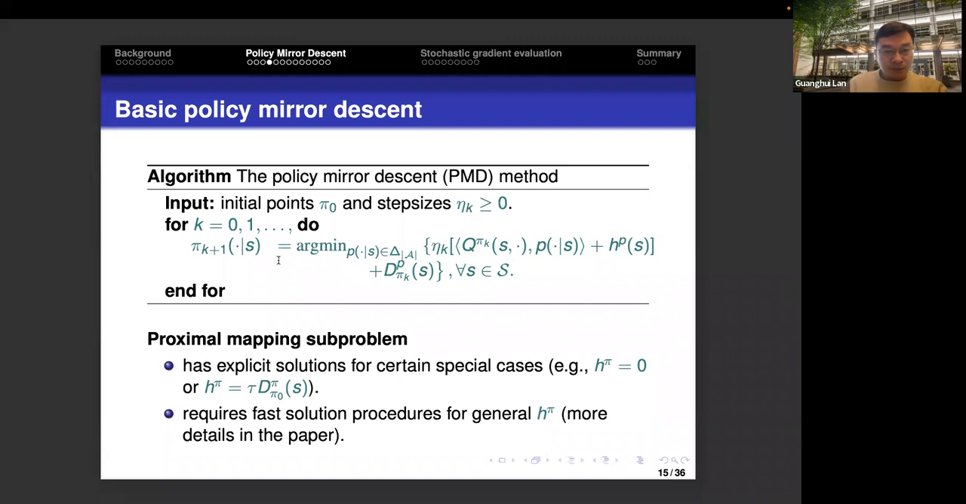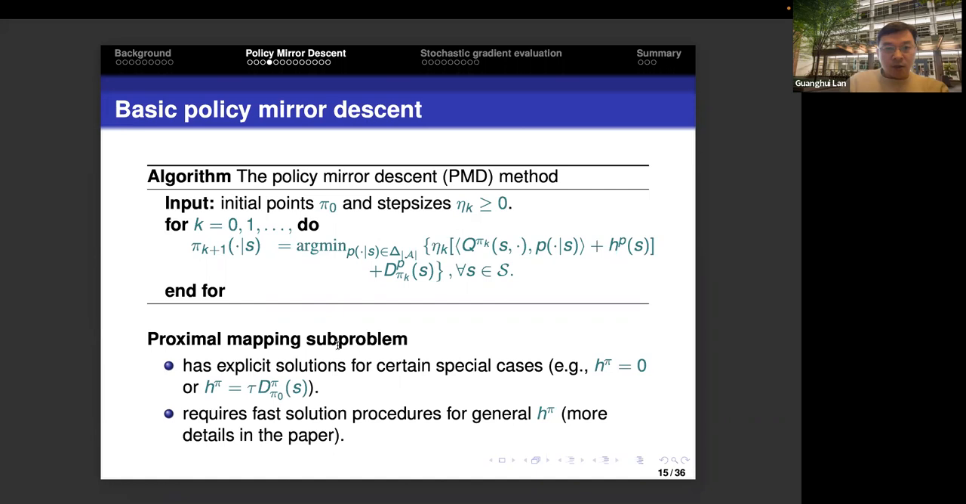This problem is called the proximal mirror subproblem. In many cases, this argmin subproblem has explicit solutions, for example, if your H(π) is equal to zero, which means you don't have a regularization term, or your H(π) is a KL divergence. We should also note that this D, by default, we set to the KL divergence, but it can be any Bregman divergence, as we have often seen in optimization algorithms.